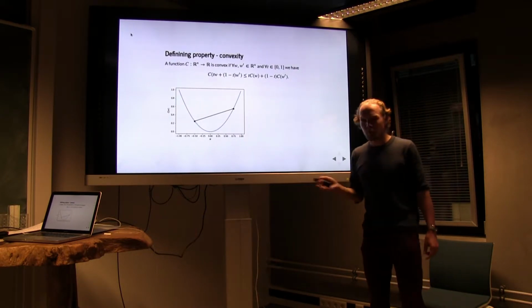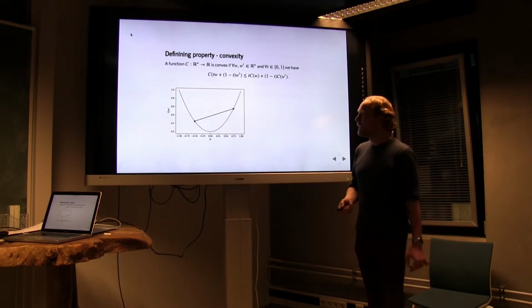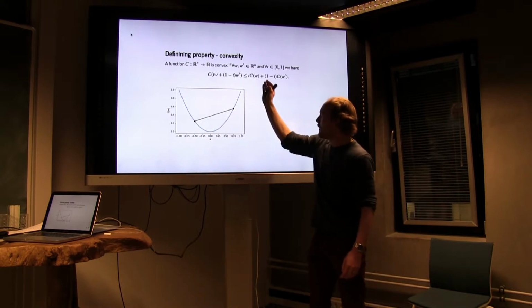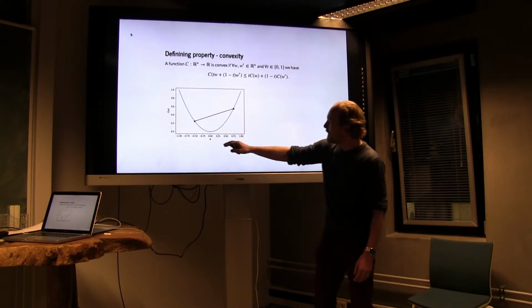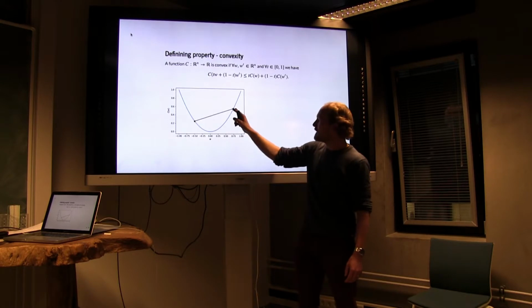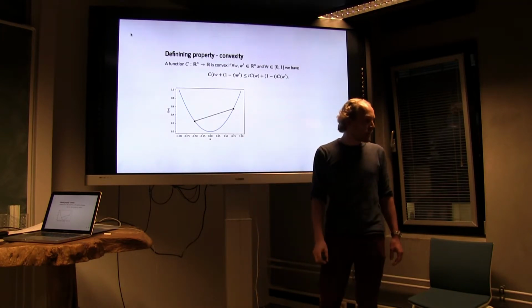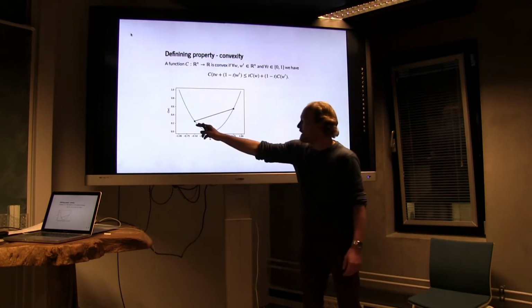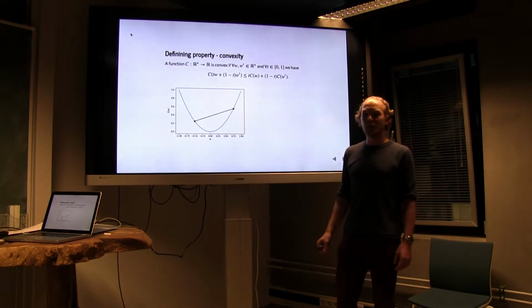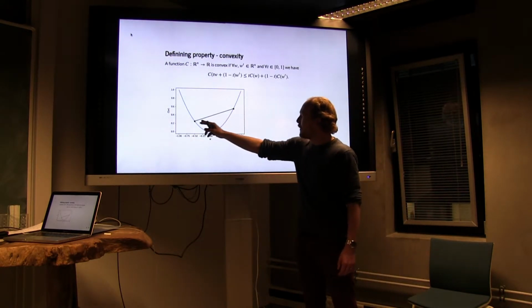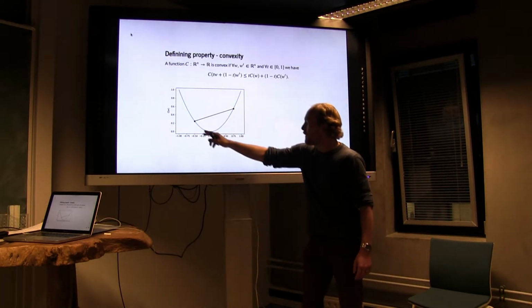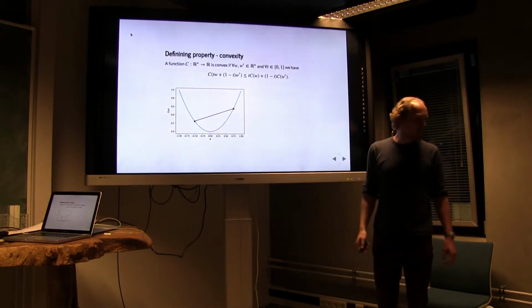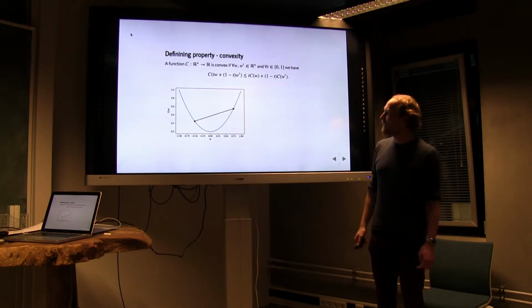Then convexity, if you've seen these pictures. A function is convex if this holds, but in a picture, it's basically saying if I have two points on the graph of the function, and I draw a line between these two points on the graph, then any point on this line should be above the graph. And then the function is convex.